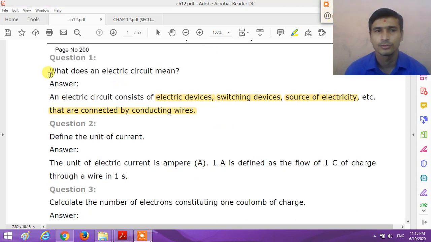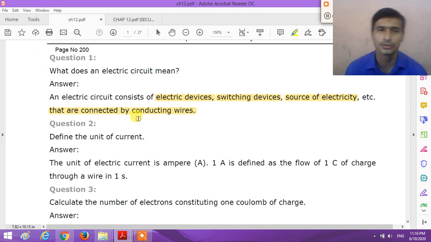So the short question is, what does an electric circuit mean? You can write: an electric circuit consists of electrical devices, switching devices, and a source of electricity that are connected by a conducting wire, so an electric circuit is a pathway for the flow of electric current, right?